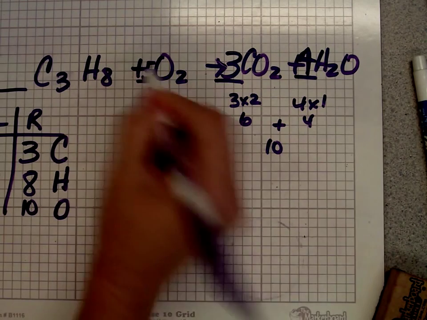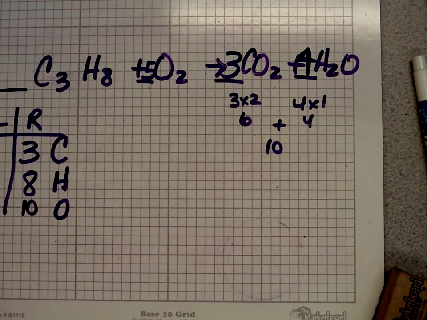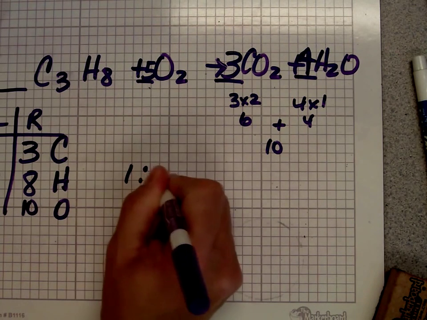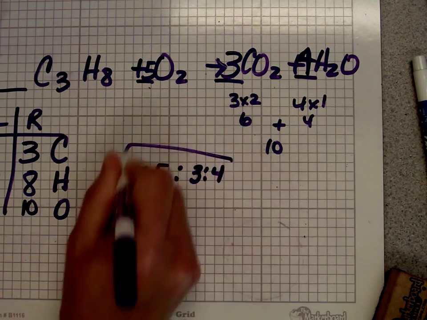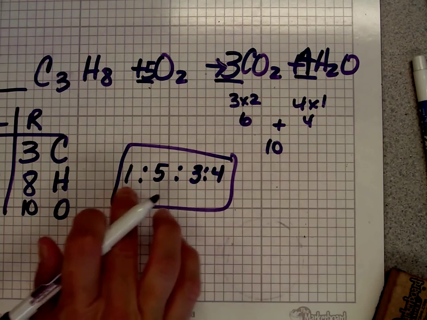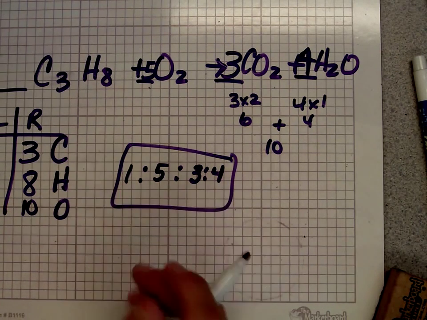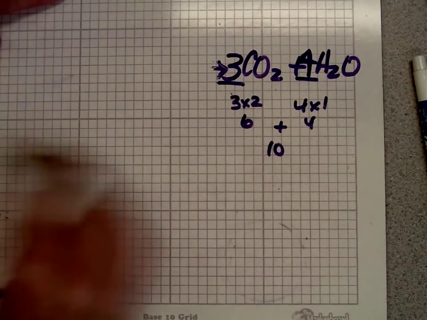Well, if I put a 5 right there, suddenly that becomes 10, and that becomes 10, and that's my equation balanced. My coefficients are 1, 5, 3, 4. And I always take a look at that when I'm done, and I make sure that that's the lowest whole number ratio. If it's the lowest whole number ratio, I'm good to go. Let's do one last equation.